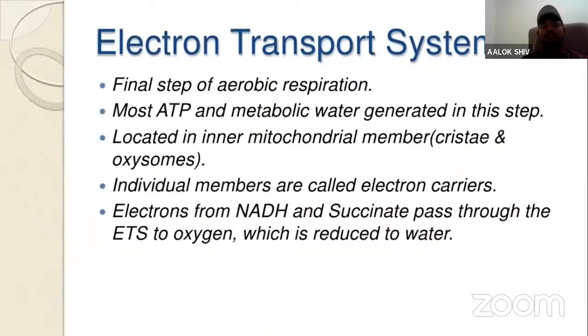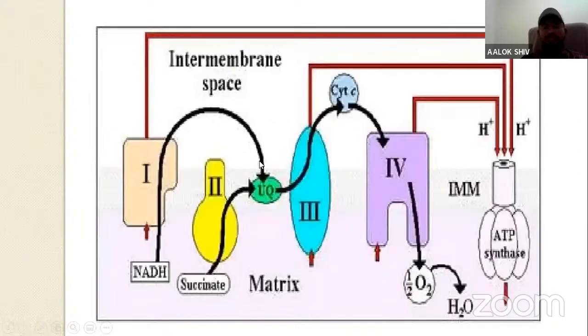Next, and the last step of aerobic respiration, is the electron transport system. This is the final step, where the most ATP and metabolic water are generated. Okay, and this is located in the inner mitochondrial membrane. In the cristae we will find small structures called oxysomes, and here this electron transport system takes place. And we will see this.